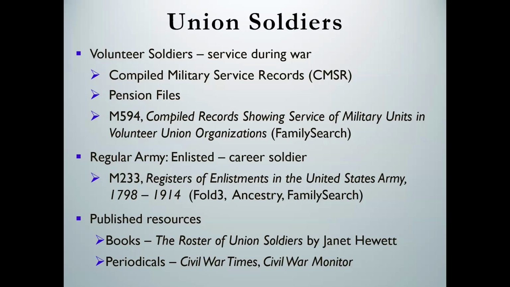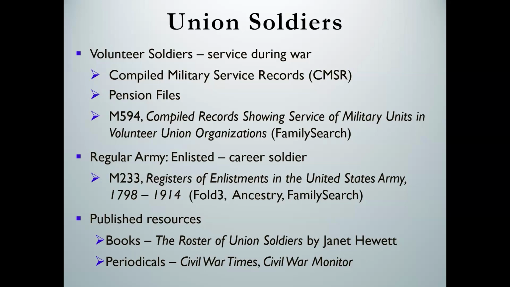Now we have a set of books, because you have published resources to find even more stuff. It's called The Roster of Union Soldiers by Janet Hewitt. For the Union, there's a 33-volume set. And they are, I always get those confused with Confederacy, by state and then by county, I believe. But again, it's every soldier that was in the Union.